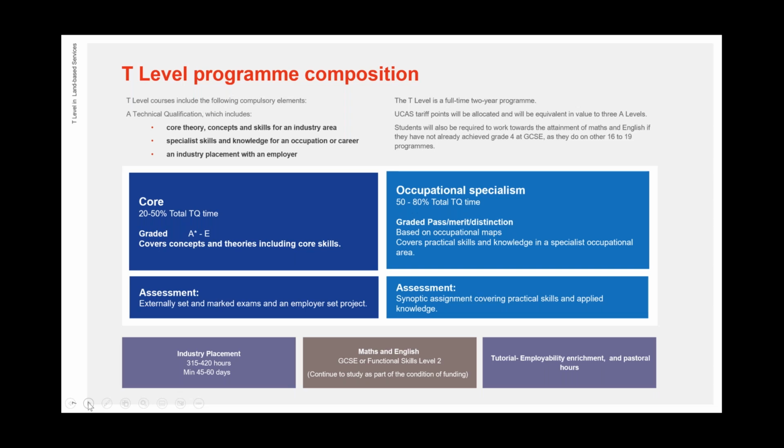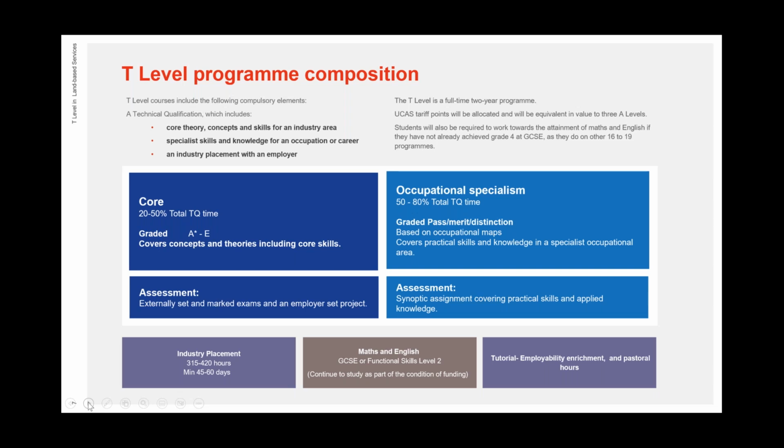The T level also includes that industry placement, a minimum of 45 days, but could be more. If your learners have not yet achieved grade 4 at GCSE English and Maths, they will be required to be working towards those during the 2 years of their T level. That's part of the condition of funding, that they continue to study those. They're not required to pass those at grade 4 to pass the T level, but they are expected to be working towards them. And the package also includes the tutorial programme of employability, enrichment and pastoral hours. So that is the T level in a nutshell.